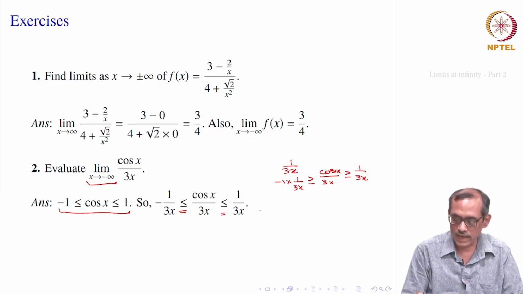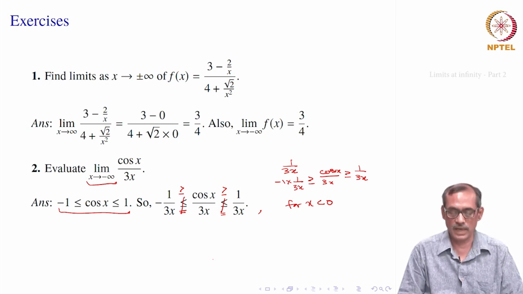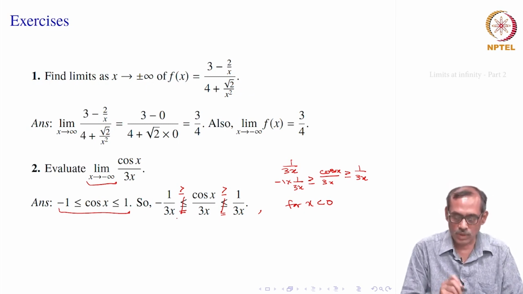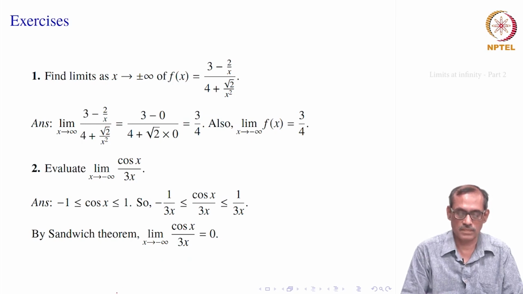So, we would say that for x less than 0, these inequalities now will be replaced by greater than or equal to. Is that right? So, we will have minus 1 by 3x greater than or equal to this, greater than or equal to 1 by 3x for x less than 0. Then of course, you apply sandwich theorem to get this goes to 0, this goes to 0, you get cosine x by 3x equal to 0.